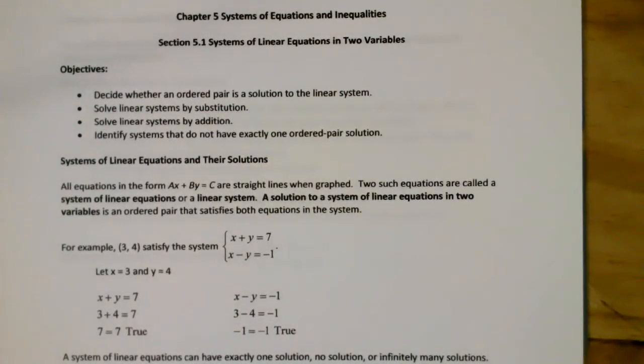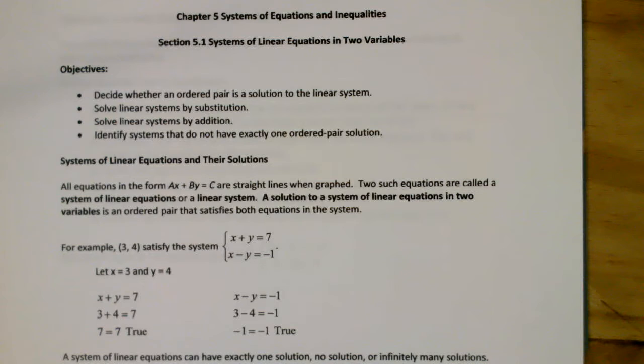All right, in this video, we're going to talk about section 5.1 dealing with systems of linear equations in two variables. And in this section, we're going to decide whether an ordered pair is a solution to the linear system. We're going to be solving linear systems by substitution. Also, we'll solve linear systems by addition. And we're going to identify systems that do not have exactly one ordered pair solution.